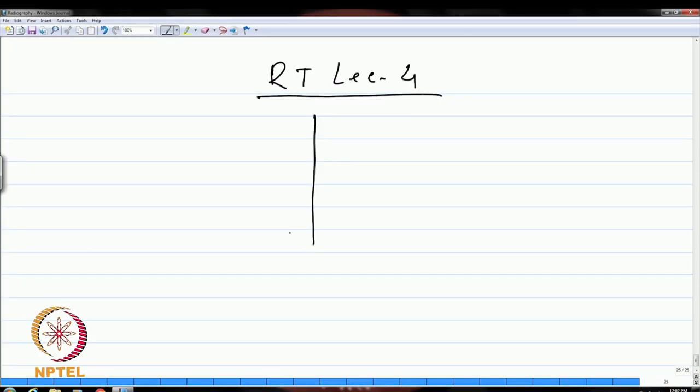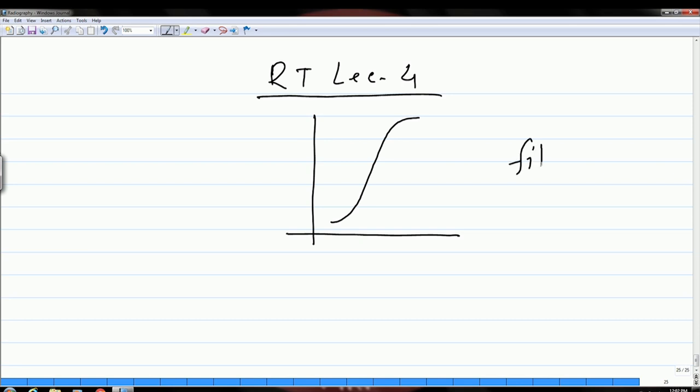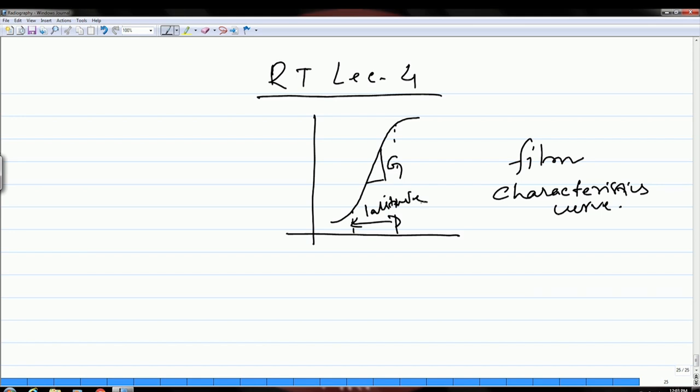Yeah, so in the last class, we were talking about the characteristics of the film, and we saw this curve, which is known as the film characteristics curve. And then we saw that we can derive some properties from this curve, like the film gradient and the film latitude. And in today's class, we are going to see how these film properties will control the quality of the image.